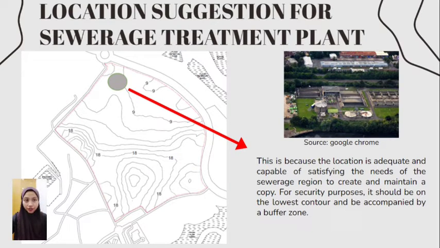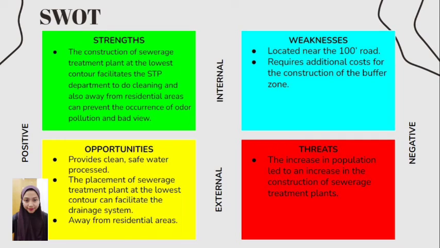Now for the location suggestion for sewage treatment plant. As you can see, we decide to put the STP at the lowest contour line because the placement of sewage treatment plant at the lowest contour line can facilitate the drainage system. This is because the location is adequate and capable of satisfying the needs of the sewage region. For security purpose, it should be on the lowest contour and be accompanied by a buffer zone. We decide to put a buffer zone with the STP because it is to prevent the smell pollution and bad view.